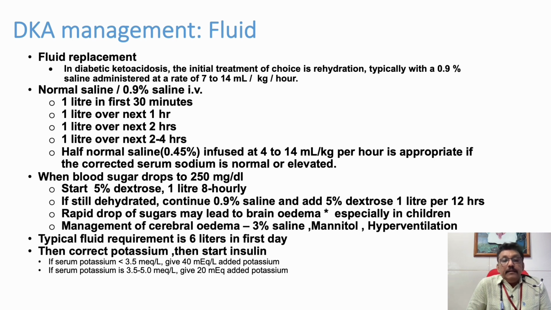Once the fluid is started, we have to look at the potassium, because potassium is the most important electrolyte in DKA, which can be reduced initially because of high blood sugar. A shift will occur, and when we start insulin, the shift will aggravate and the patient can develop severe hypokalemia, muscle weakness, arrhythmias and so on. So before correcting the blood sugar with insulin, we have to start potassium correction. If the potassium is less than 3.5, give 40 mEq in a peripheral line, and if the potassium is 3.5 to 5, give 20 mEq. Then only start insulin infusion, and ongoing potassium deficiency should also be corrected.